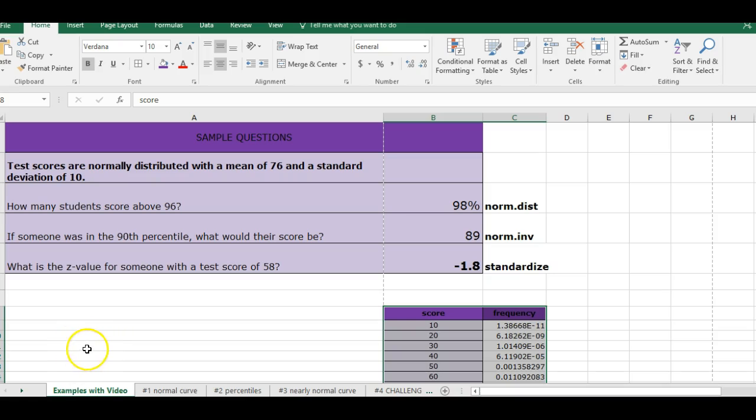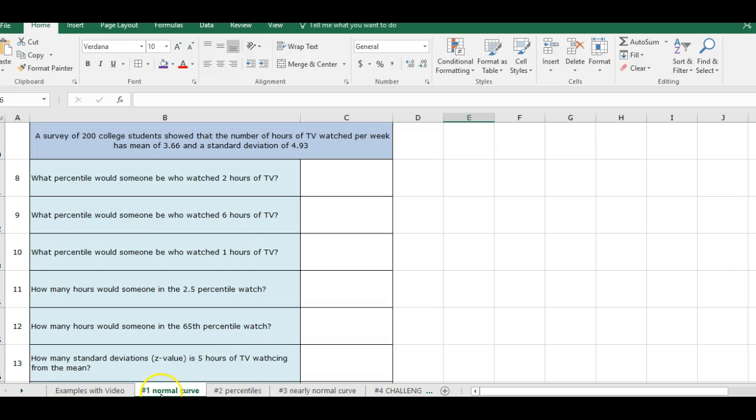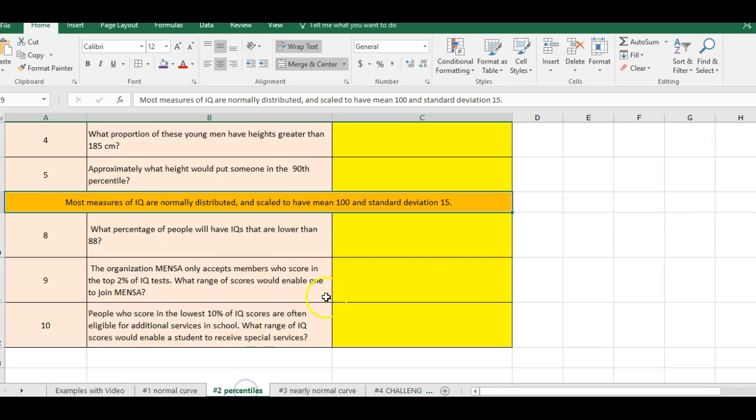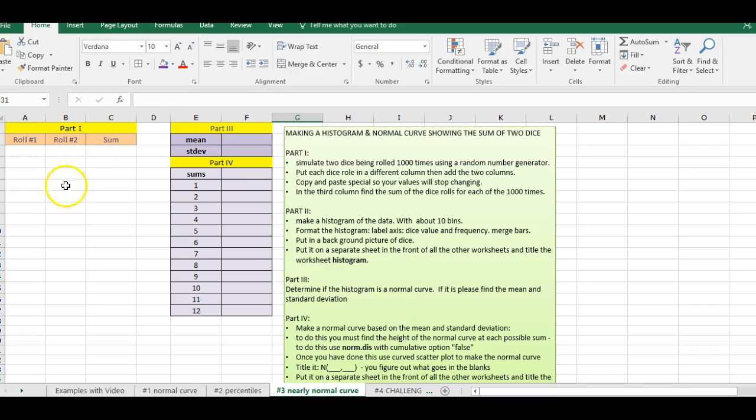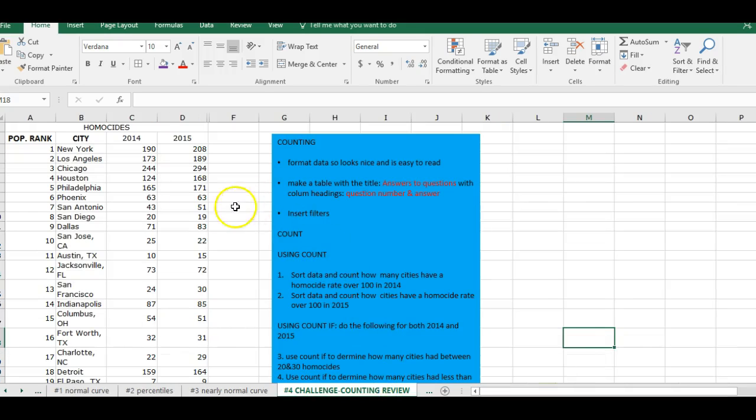I hope this is enough information for you to be ready for the lab. You're now going to do questions on worksheet 1, questions on worksheet 2. Then you're going to try to make a normal curve based on rolling 2 dice. All the directions are right here. And if you finish that, you can move on to the challenge, which is a counting challenge. Enjoy the lab.